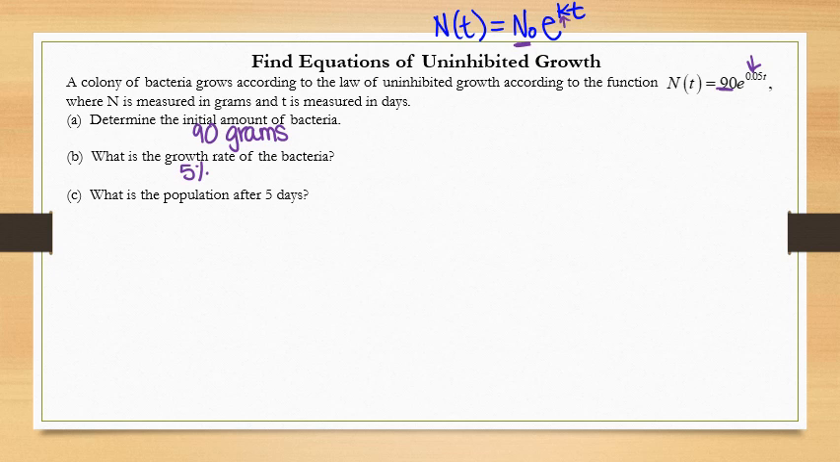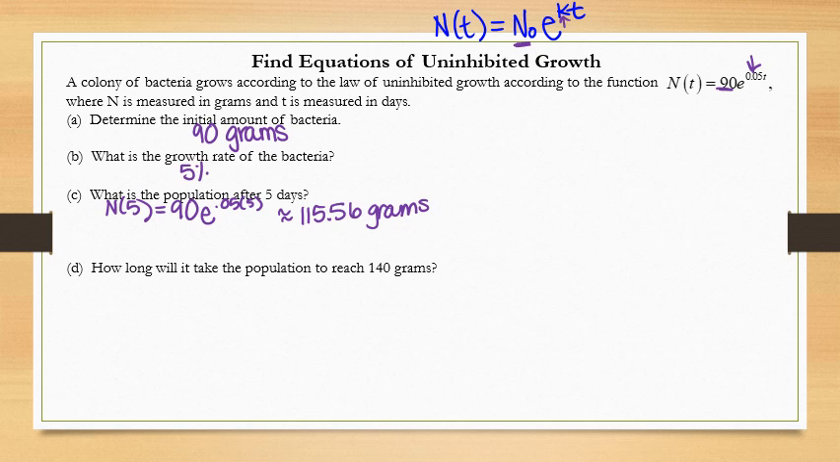What is the population after 5 days? So this is substituting in 5 for t. So we get n of 5 equals 90 times e to the 0.05 times 5, which is about 115.56 grams. So after 5 days, the population is about 115.56 grams.